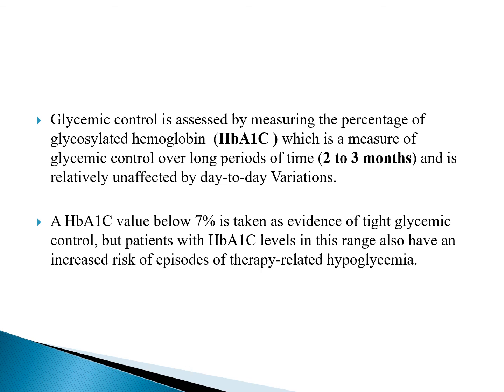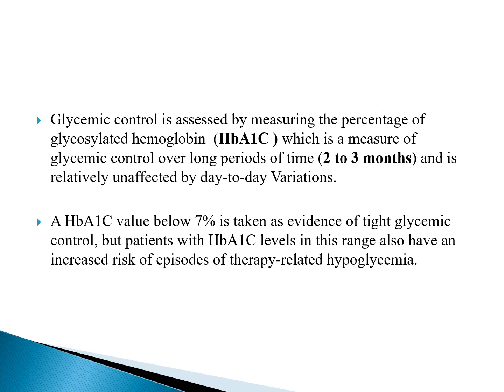How can we assess the glycemic control? It can be assessed by measuring the percentage of glycosylated hemoglobin, hemoglobin A1C, which is a measure of glycemic control over a long period of time, 2 to 3 months. This hemoglobin A1C is not affected by the day-to-day variations. That means we do not test it daily because it will not show any change in the level. It is measured every 2 to 3 months to see if the patient is under strict glycemic control or not.